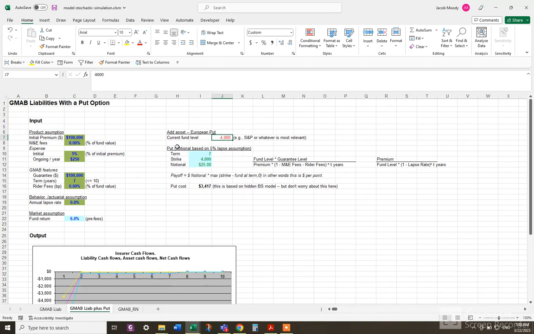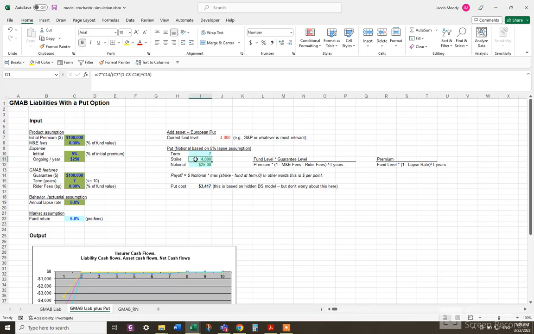And the strike amount, now you need to realize what the purpose of this put is. It's to protect the insurer in providing this GMAB. So if the guarantee amount is higher, then it causes more risk for the insurer, so they need to get a more expensive put. They need a put at a higher strike. And also, the higher the premium is, the more protection they have and the lower they can set the strike.